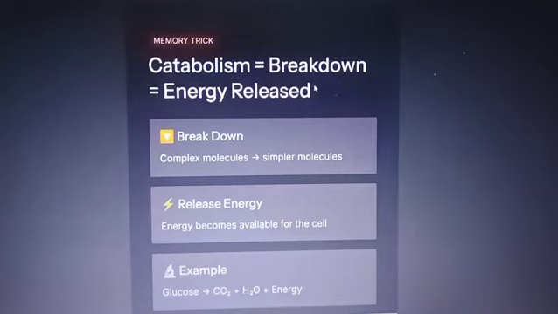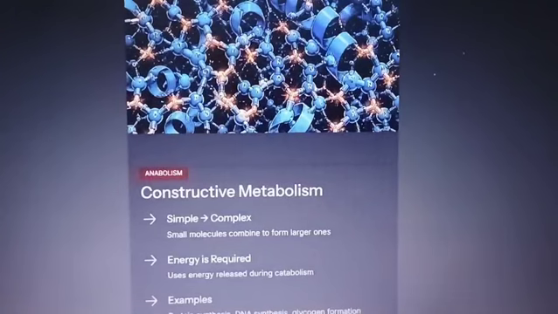Now let's move on to the second type, and that is anabolism. Anabolism is also known as constructive metabolism. Here, simple molecules combine to form complex molecules. Now, since building complex molecules requires energy, anabolism consumes the energy released during catabolism. Processes such as protein synthesis, DNA synthesis, and glycogen formation are examples of anabolic reactions.